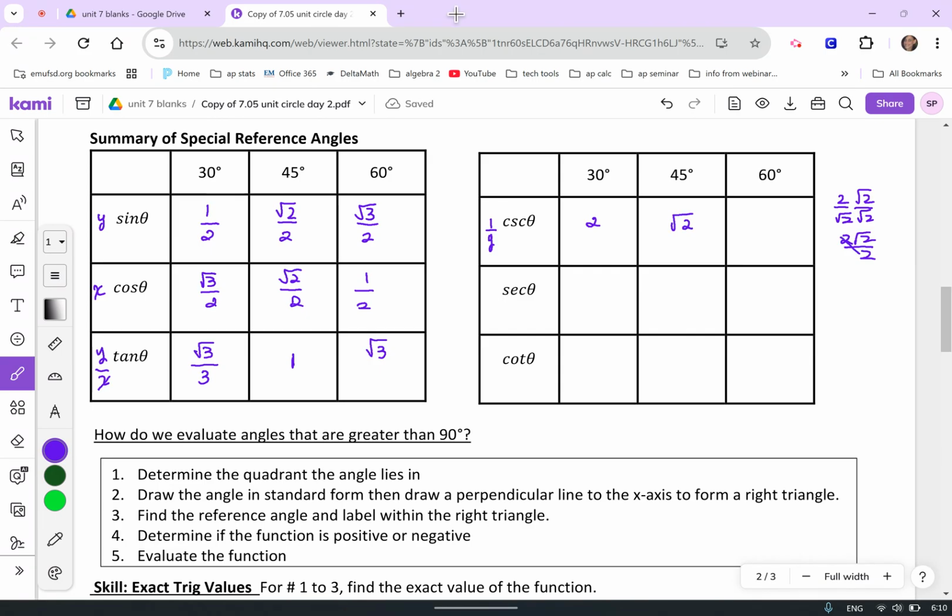And then cosecant of 60 would be 2 over rad 3. And again, you would need to rationalize. So that would be 2 rad 3 over 3. Secant is the reciprocal of cosine. So notice it's in the opposite order of sine. So you just have to reverse the cosecant theta to get your answer. So that's easy enough.